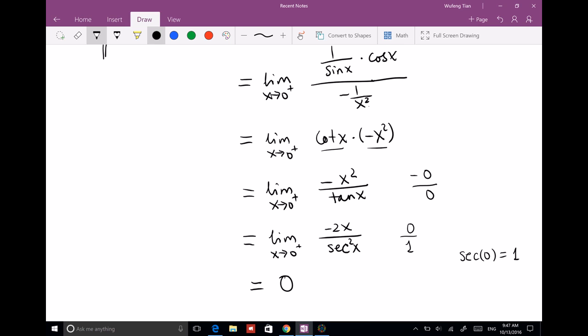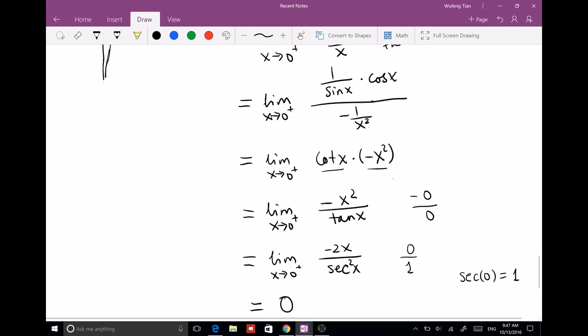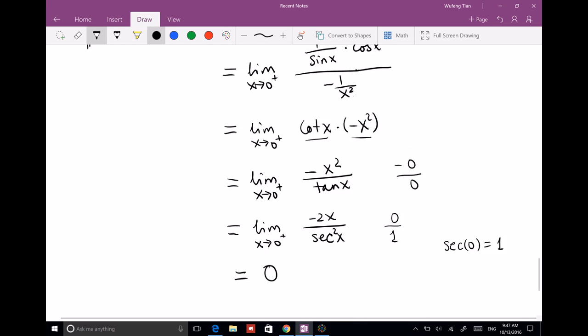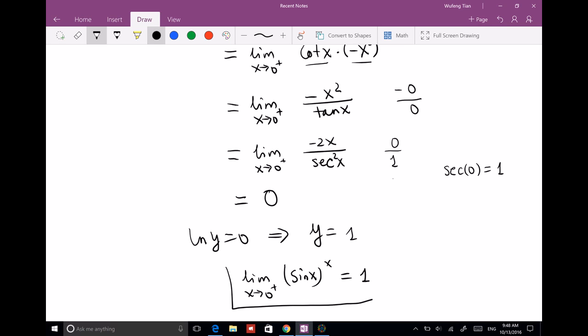So I got ln y. The previous you got a y, you got ln y, right? So you got ln y equals 0. So then you get y equals, can anyone tell me what is y? 1. Very good. So I got the limit as x goes to 0 plus of sine x raised to the power x. This just equals 1. Perfect.